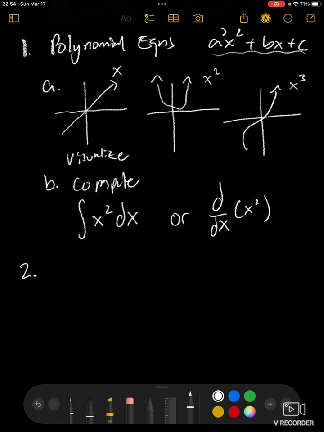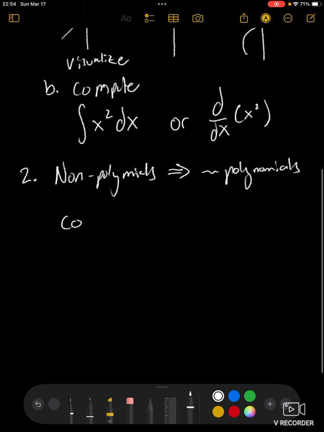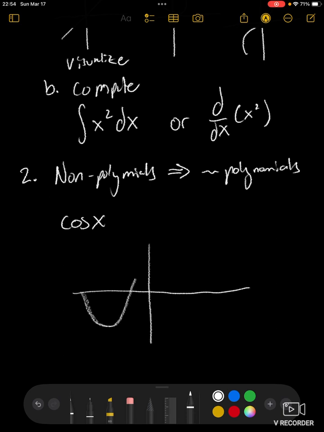So let's talk a bit about non-polynomials. And can we roughly make them polynomials? Well, for starters, I'm going to show you cosine of x. Cosine of x being this equation, which you probably have seen before. It looks something like this.